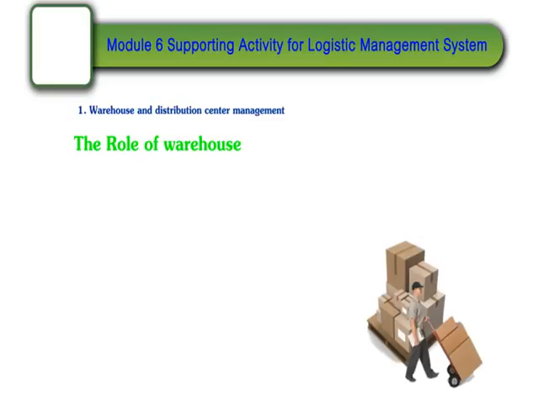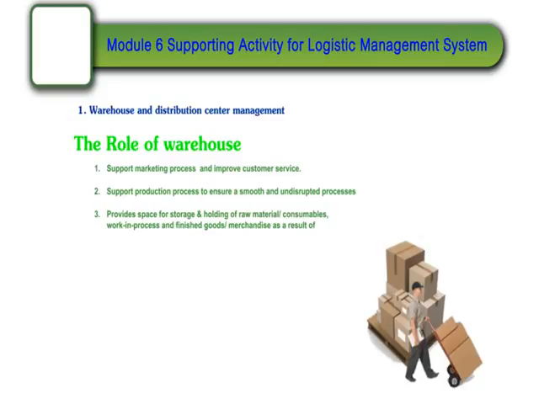Today, the warehouse has become one of the major facilities necessary for supply chain operation. Number 1. Support the marketing process and improve customer service by storing goods close to market for quick delivery. Number 2. Support the production process to ensure a smooth and undisrupted process. Number 3. Provide space for storage and holding of raw material, work in process, and finished good products, which need to be stored for several reasons as follows.